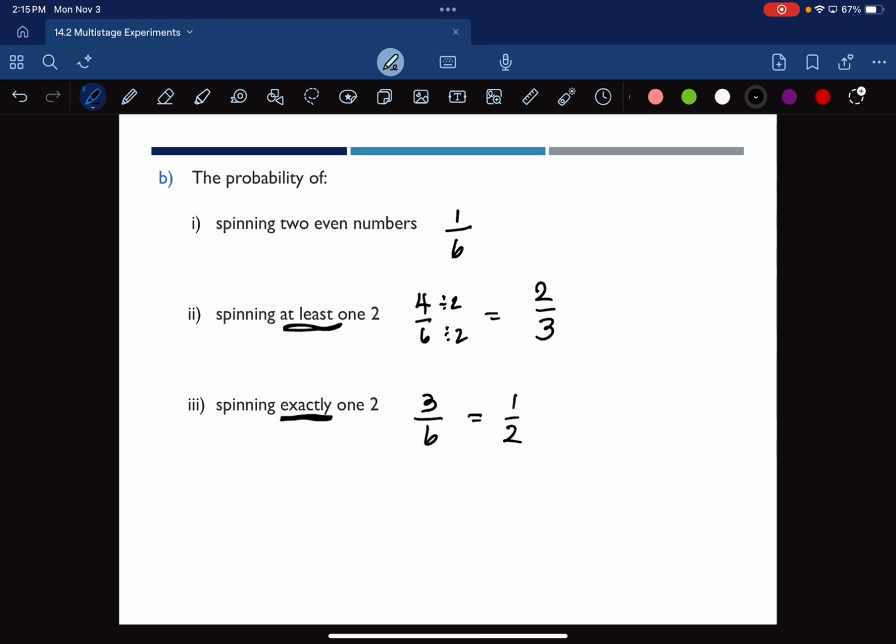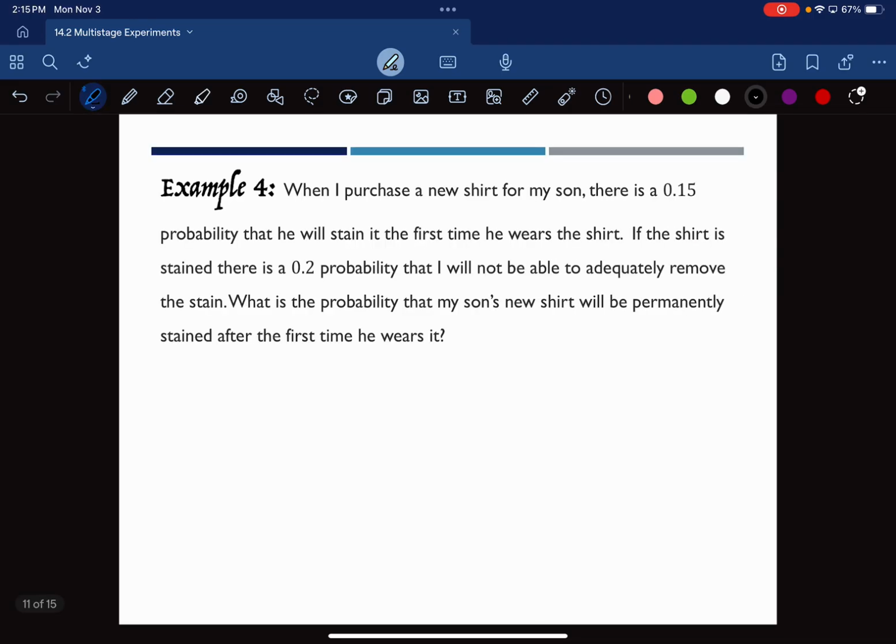Okay, make sense? All right, so this problem is dreadfully old, but I think if I changed son to daughter, it would still be accurate. When I purchase a new shirt for my son, there is a 0.15 probability that he will stain it the first time he wears the shirt. If the shirt is stained, there's a 0.2 probability that I will not be able to adequately remove the stain. In other words, it's stained permanently, okay? What is the probability that my son's new shirt will be permanently stained the first time he wears it? Okay, do you understand the context?